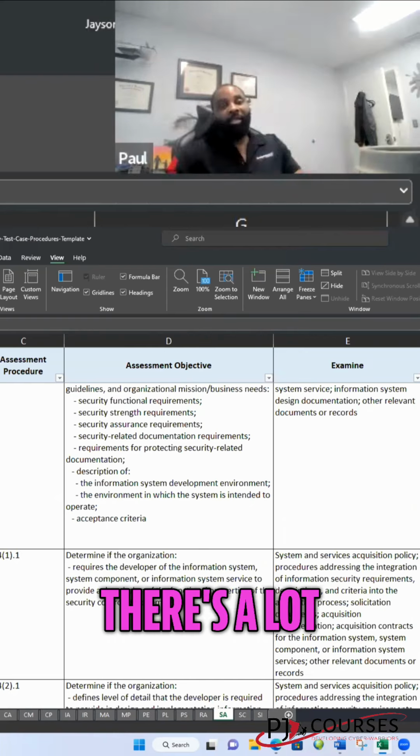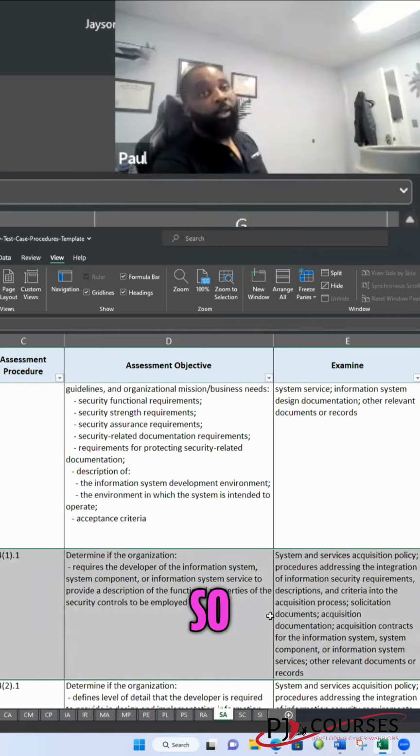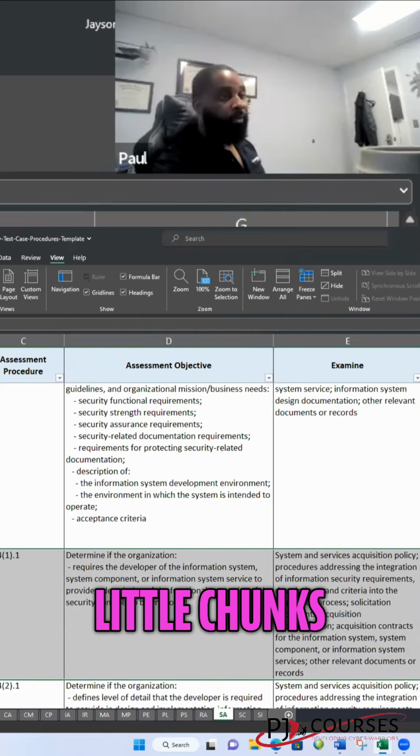So let's break this down. It's a lot of words, right? Some of y'all probably like, what the heck did I just read? So you got to break it down. You got to break it down to little chunks, right?